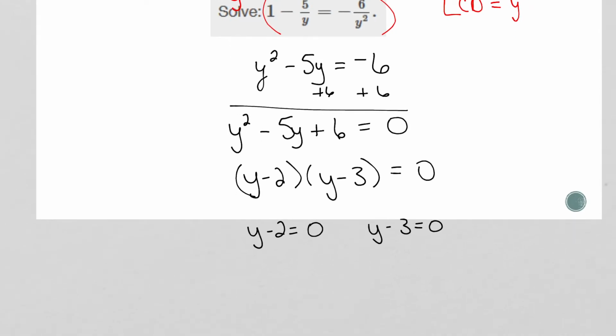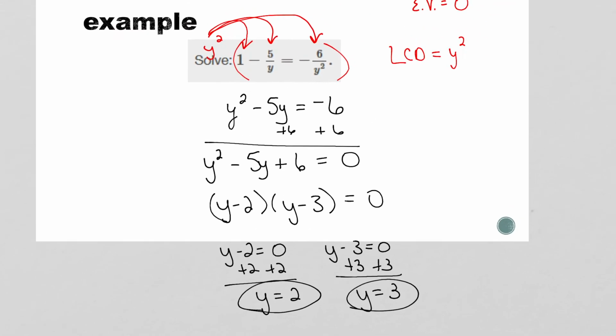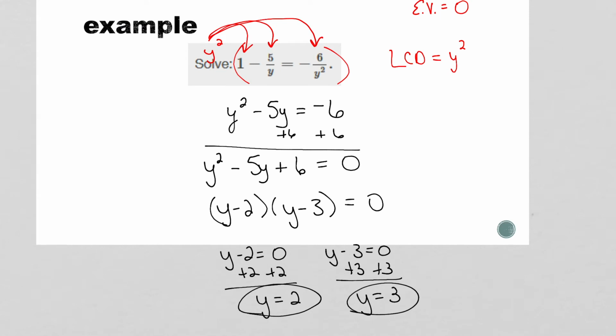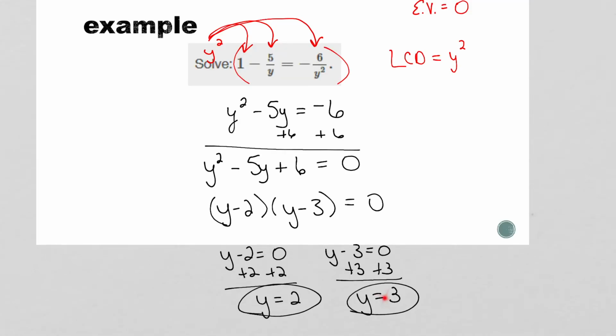And I solve. So y is equal to 2 and y is equal to 3. So I do have two solutions here. That is okay, to have more than one solution. Neither of the solutions end up being our excluded value. So I feel like we're in pretty good shape.